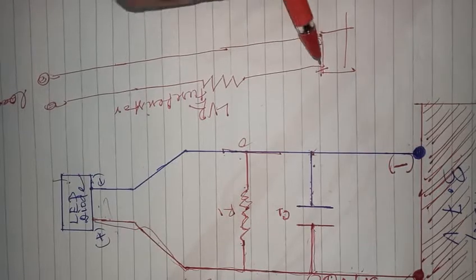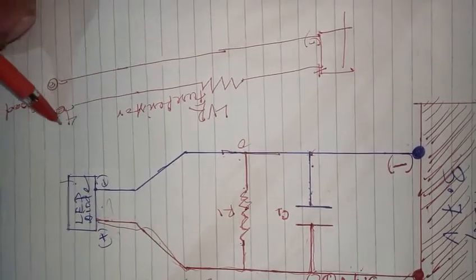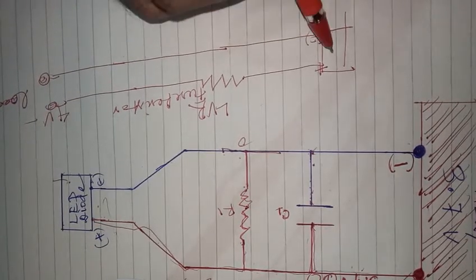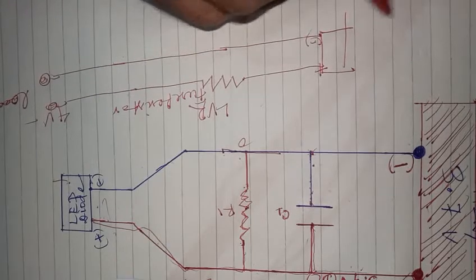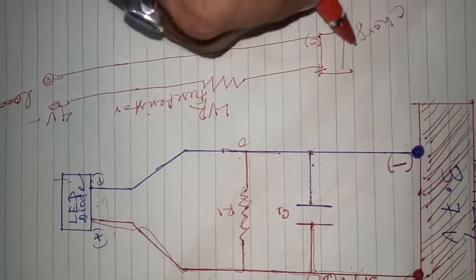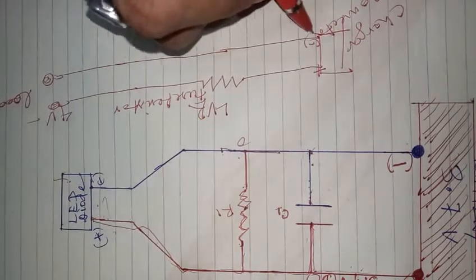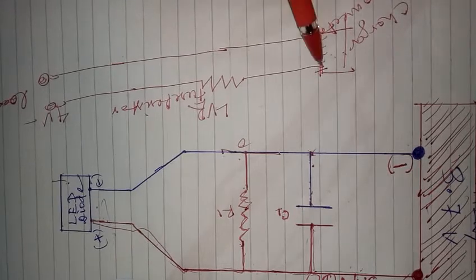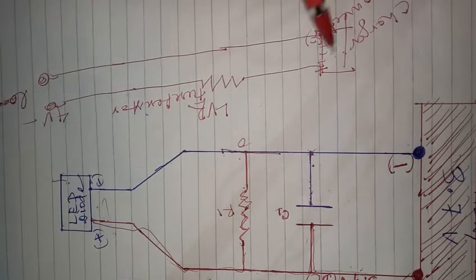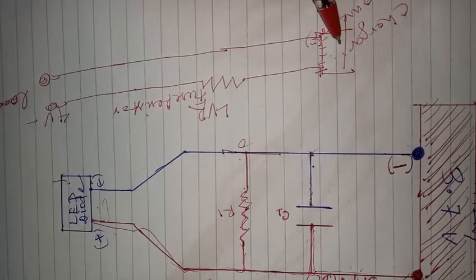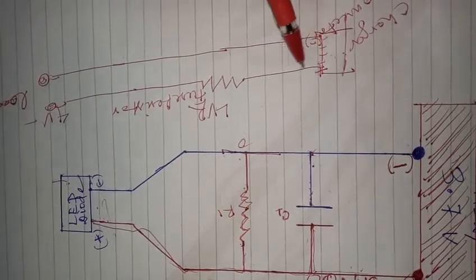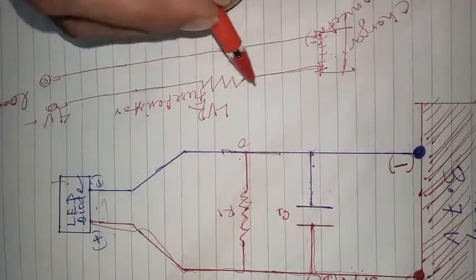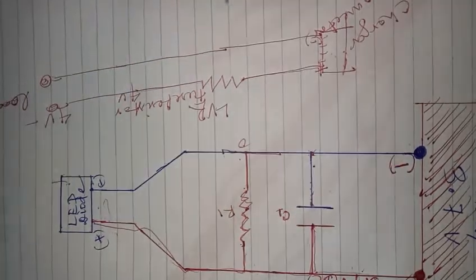Suppose the required supply here is 4 volt. We have a 4 volt charger here. This is a charger connector, and the positive is connected to the LVR. We are supplying here, and we require 4 volt.